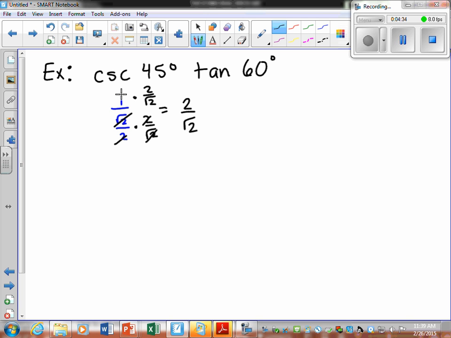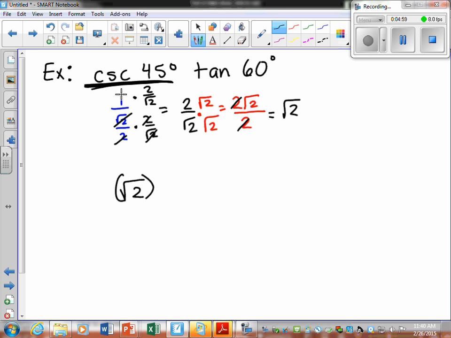Well, that needs to be rationalized, so I multiply by the square root of 2, and that becomes 2 square root of 2 over 2. And then one more time, I recognize that these 2's will reduce, and I have square root of 2. That means cosecant of 45 is going to be square root of 2. Tangent of 60. Tangent is going to be your y over your x of 60 degrees.